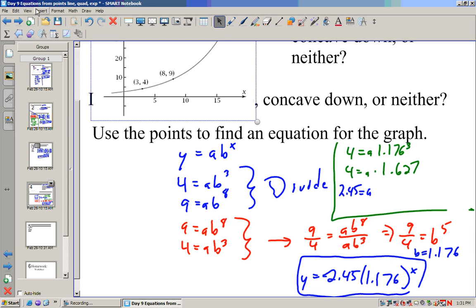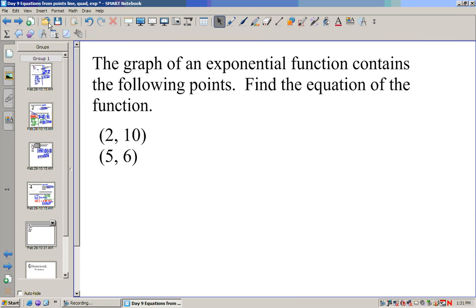Alright, hopefully you got that. So I want to see if you guys can do this. Write the exponential function that contains these two points and find the equation. Alright, hopefully everybody has done this.